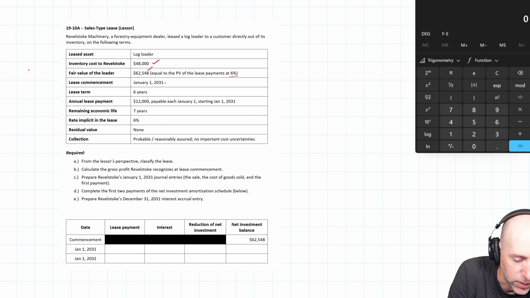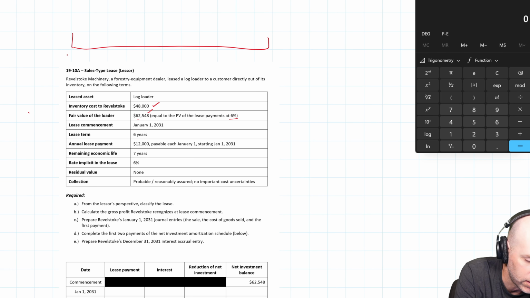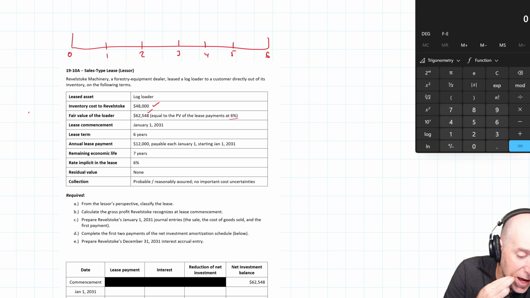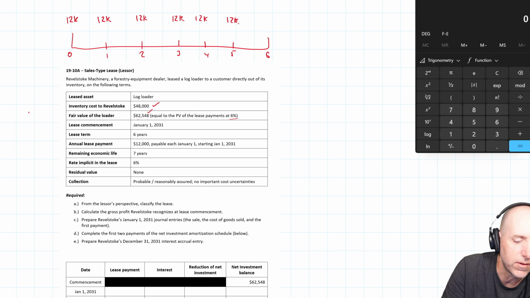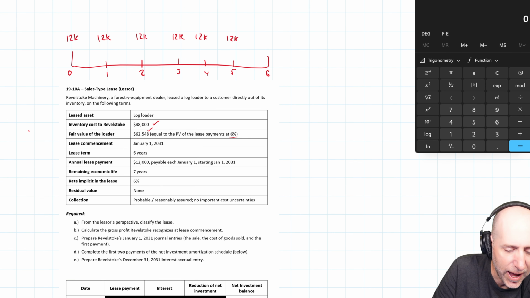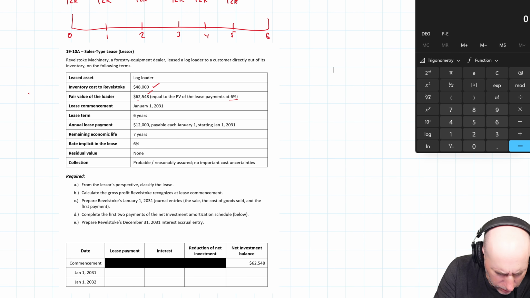Our lease commences on January 1st, 2031. It's a 6-year lease, $12,000 payable each January 1st starting now. So again, if we think about this as time 0, year 1, year 2, year 3, year 4, year 5, and that's 6. We make our payments here of $12K, 1, 2, 3, 4, 5, and 6. We make our payments at the beginning of each year, and that's pretty typical of these leased assets. So if we had to do a present value, it's an annuity due, right, with a payment at time 0. But we've been given the number.